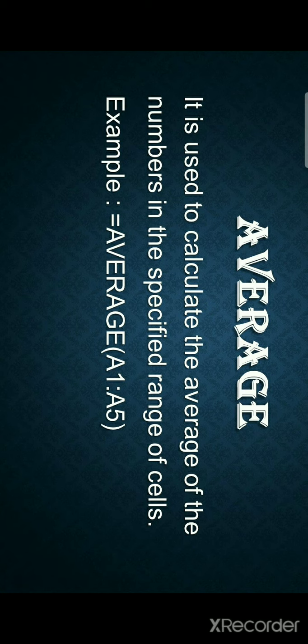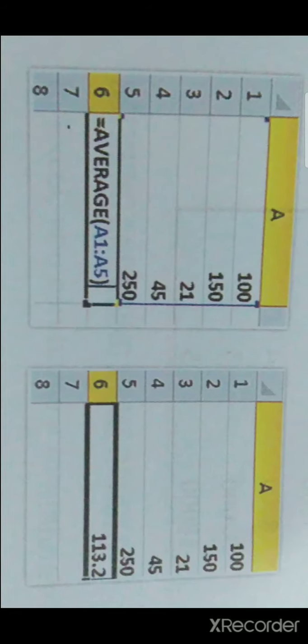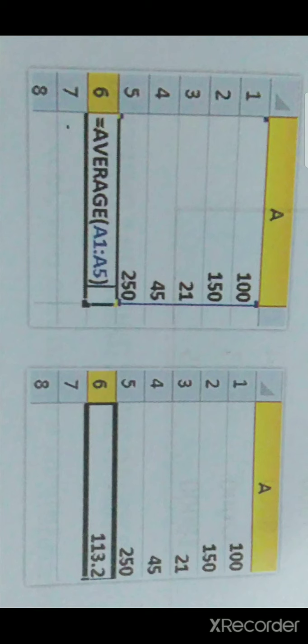Our next function is AVERAGE. As the name denotes, it is used to calculate the average of numbers in the specified range of cells. The example of the average function is =AVERAGE(A1:A5). You can see here in column A there are the following numbers: 100, 150, 21, 45, 250, and if you want to calculate the average of these numbers, you can write the function =AVERAGE(A1:A5) and you will get your result, that is 113.2.